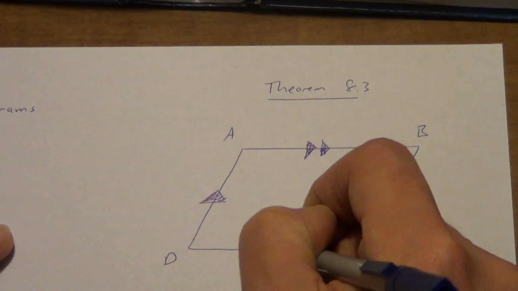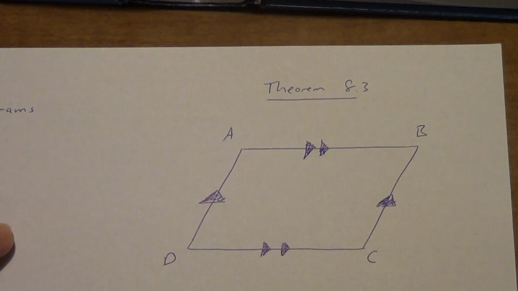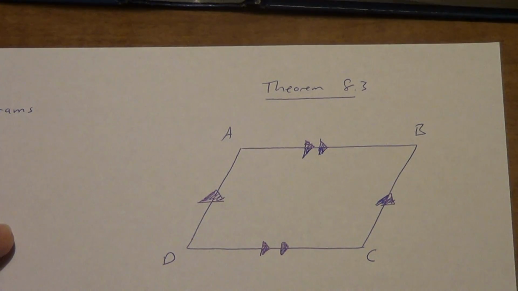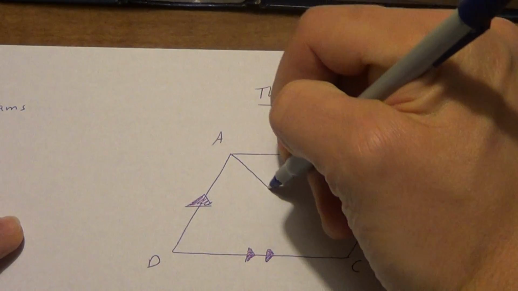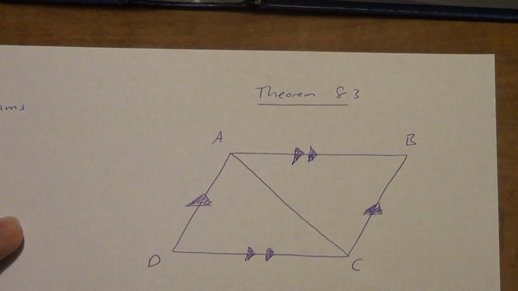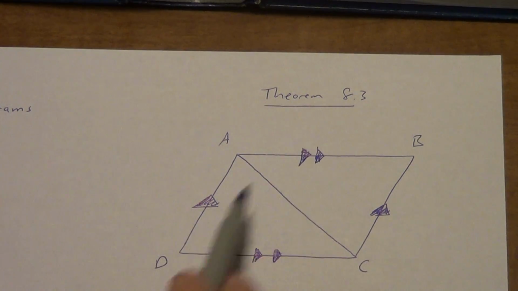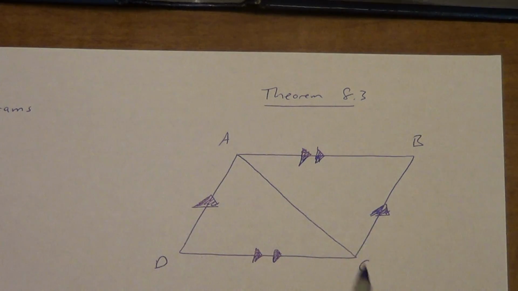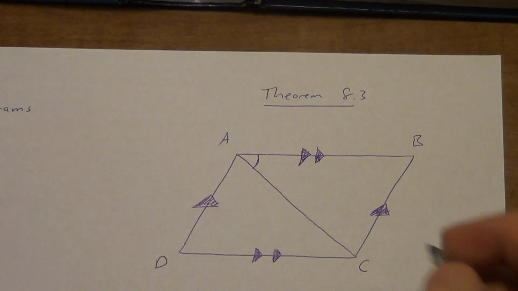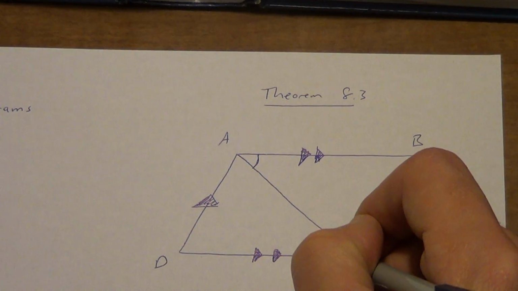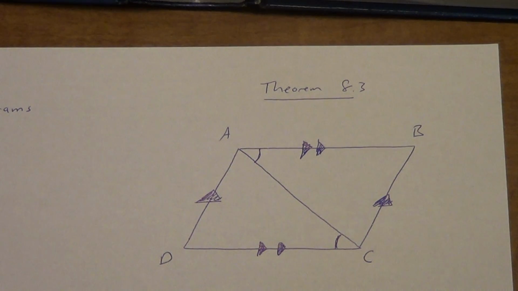The way we're going to start that is we're going to draw in a diagonal. It really doesn't matter which one. I'm going to go ahead and draw this diagonal into the picture. Now this acts as a transversal. We've got parallel up here, parallel down here, this acting as a transversal. So therefore angle BAC is congruent to angle DCA by what previous theorem? Let's think about it for a second.